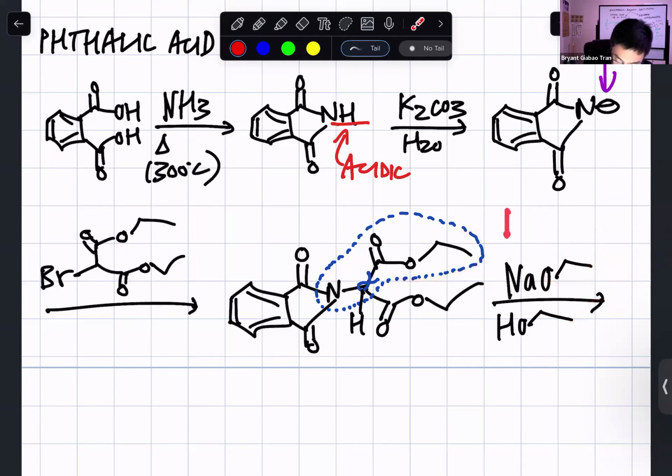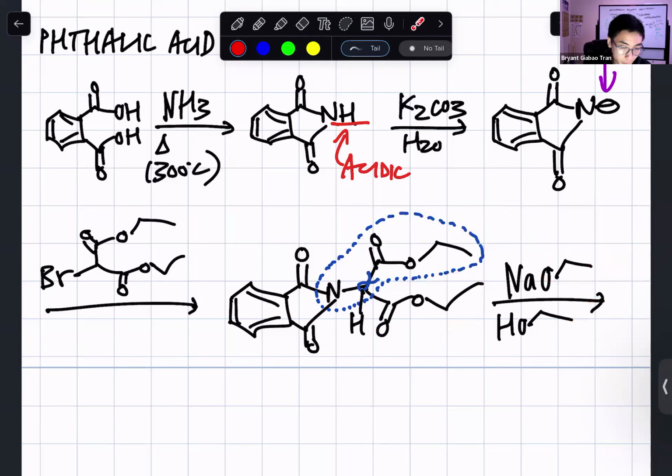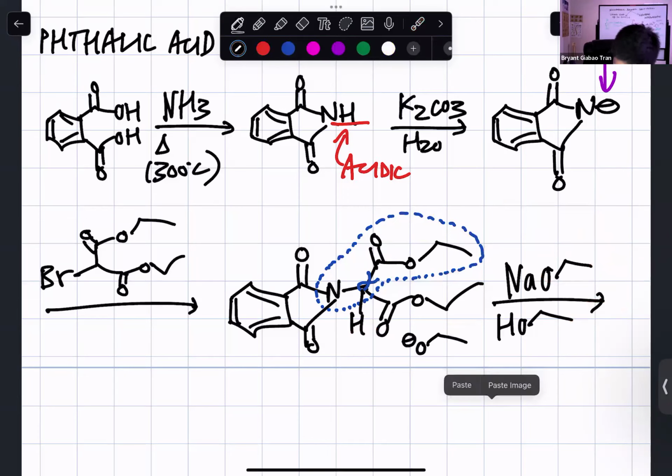If we use NaOH in water, that's going to do hydrolysis. It's going to convert these esters into carboxylic acids, carboxylates, right? But we don't want to do that. We don't want to do transesterification or hydrolysis. We want to deprotonate this alpha hydrogen, so we have to use NaOR, where the OR group matches with the ester, to deprotonate that hydrogen and give that alpha carbon a negative charge.